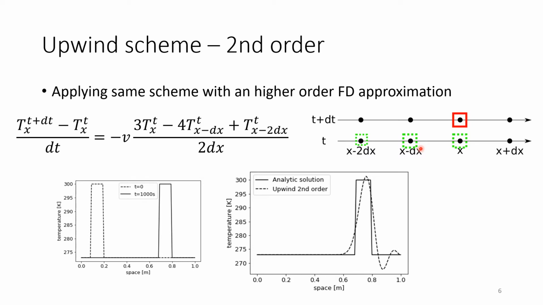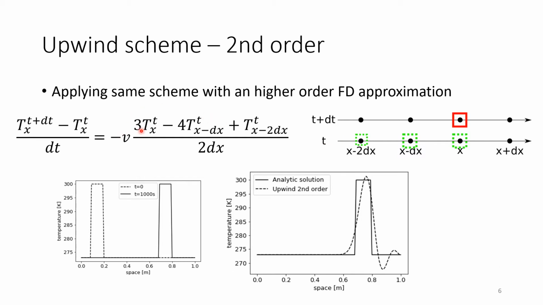The idea is still the same. I have a flow from left to right. I don't care about everything downstream because no information has arrived so far. So all I'm considering is what is happening upstream. But now I'm second order, so in first order I consider those two points. Now I'm second order, so I'm considering more points. So I'm also taking this information here into account.